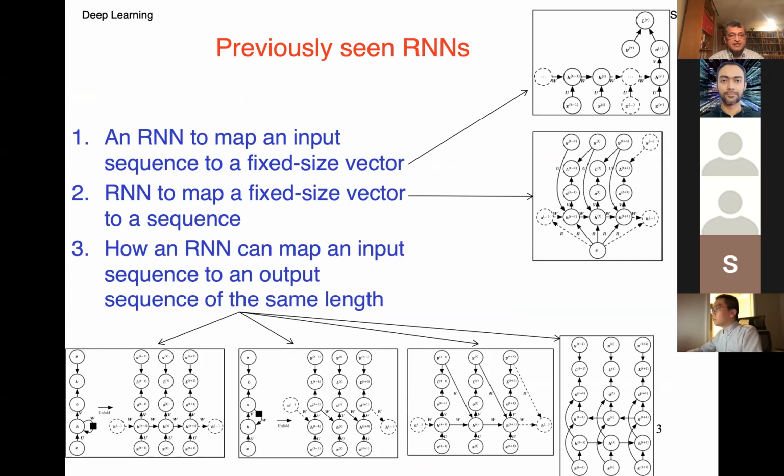We've previously seen RNNs: an RNN to map an input sequence to a fixed-size vector, an RNN to map a fixed-size vector x to a sequence, and how an RNN can map an input sequence to an output sequence of the same length. We saw this one, which is the horizontal lines, this one with the diagonal lines, and this one, I guess it's about the same thing. We're taking the y outputs here. And then we saw this bidirectional one, right? Previously seen RNNs are all different designs for recurrent neural networks.